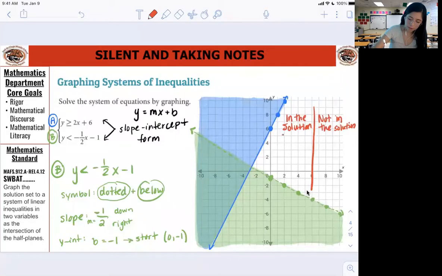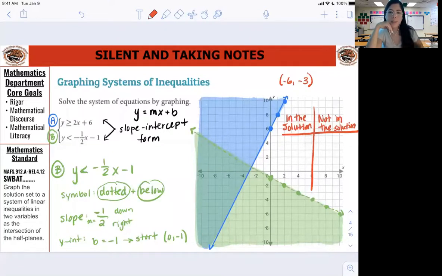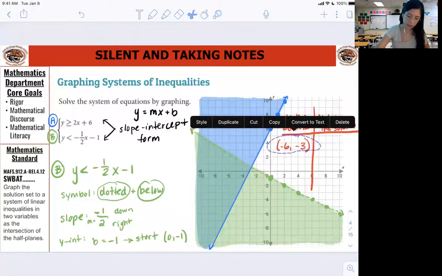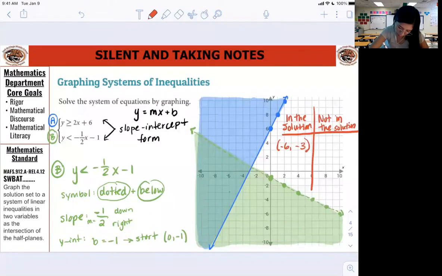Okay. So now let's just quickly identify a couple of points that are in the solution and a couple of points that are out of the solution. So can anyone just give me a point, any point, and then we'll determine together if it's in or out. -6, -3. -6, comma, -3. Is that in or is that out, you guys? In, yeah. That is in the solution. That would be right over here.